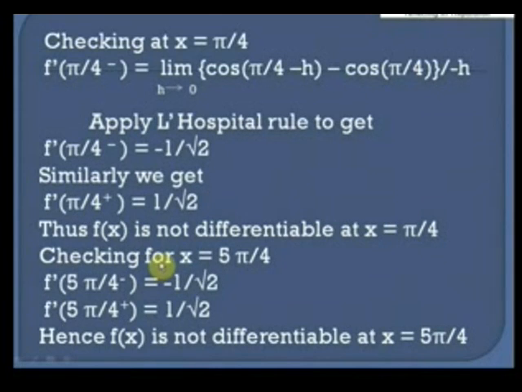Similarly, we check for x equal to 5π/4 and find that the left hand derivative is equal to −1/√2 and the right hand derivative is equal to 1/√2. Thus f(x) is not differentiable at x equal to 5π/4. So as such, f(x) equal to the maximum of sin x, cos x is not differentiable at the points x equal to π/4 and x equal to 5π/4.